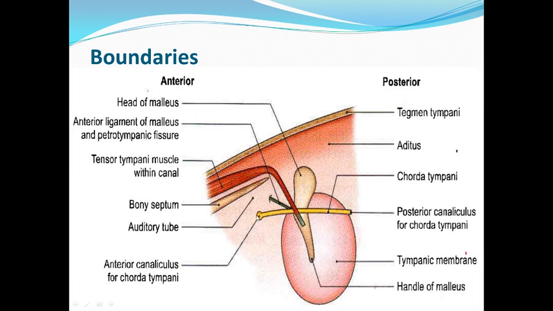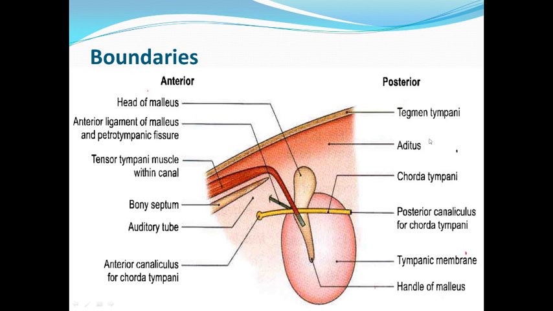Now, the chorda tympani nerve leaves the middle ear through this anterior canaliculus and emerges into the base of the skull. So the chorda tympani nerve enters the middle ear cavity through the posterior canaliculus and emerges out of the middle ear cavity through this anterior canaliculus.